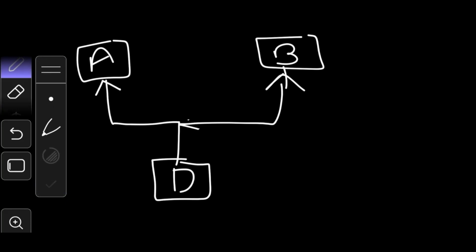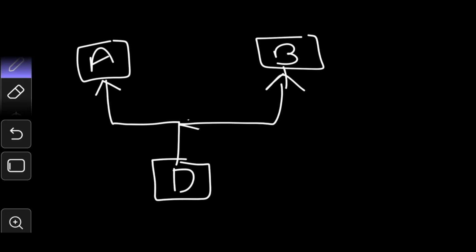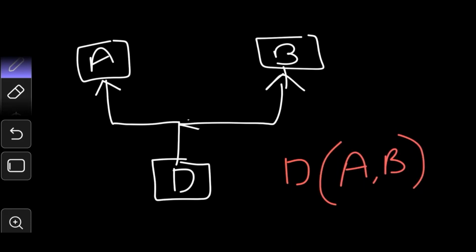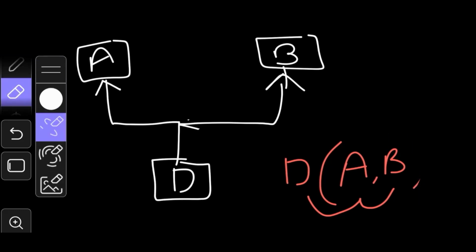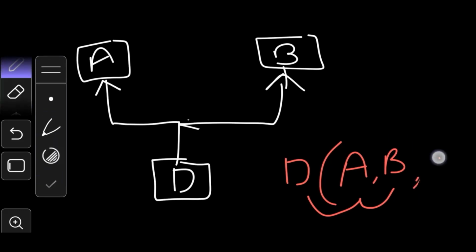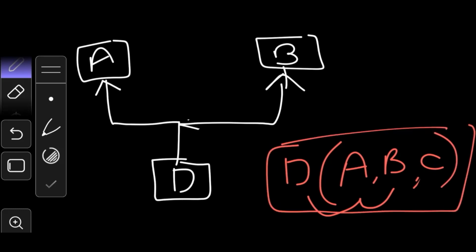Now how we derive in practice is very simple. We write the derived class name and its parents' names, let's say A, B. D class is derived from A and B, and suppose it is also deriving from another class C, we will write comma C. So like this we write it in our practicals. That's it. Thank you.